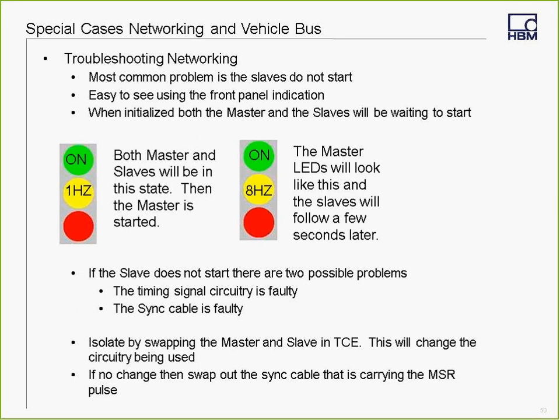If the slave does not start, there are 2 possible problems. The timing signal circuitry is faulty, or the sync cable between the 2 is faulty. You can isolate this by swapping the master and slave in TCE. This will change the circuitry being used. Rather than having the output driver from that master and the input receiver on the slave, you swapped them, and then you can tell if one of those is at fault. But if that doesn't change any symptoms, then I would just swap out the sync cable that is carrying the master timing pulse.